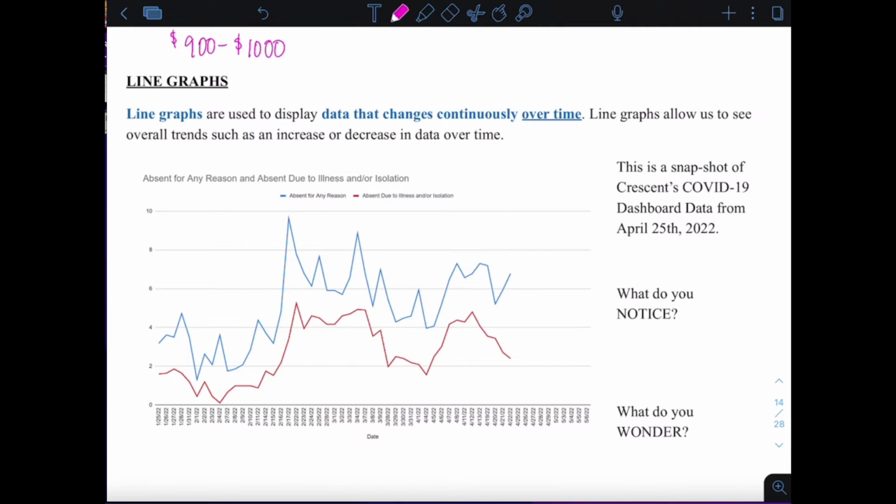Okay, so what do you notice about this graph, and what do you wonder? So I'm going to pause here, and I'm going to ask you to pause as well, and I want you to make some conclusions here before we move on. And maybe talk amongst yourselves to see what you think.